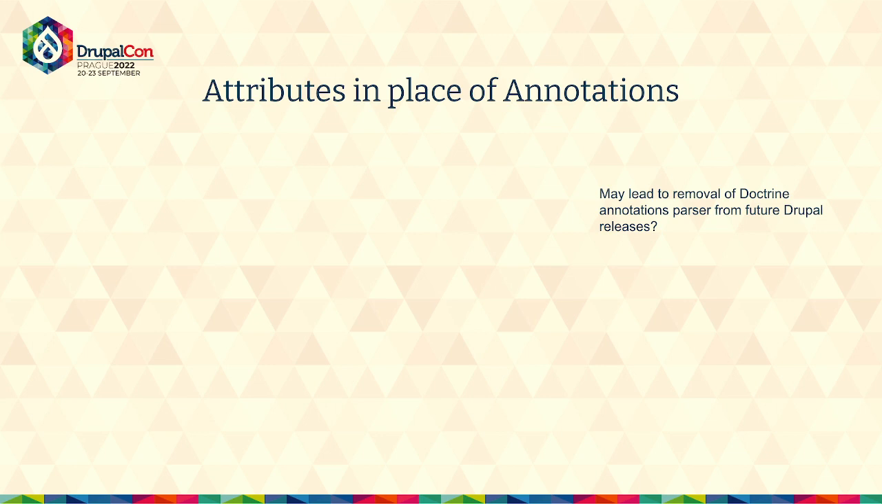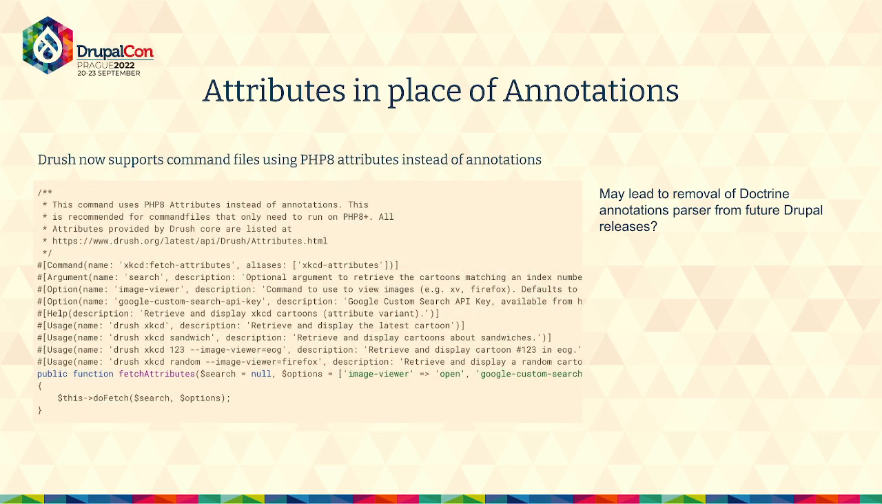With PHP 8, attributes have come into the picture instead of annotations for defining it, which means you would no longer need a Doctrine annotations library to parse the annotations. Rather, you could have the metadata parsed by PHP Core itself, right? Now, Drush has already started implementing it, which means that your Drush command files would no longer require you to define your options, help, usage, arguments, etc. in annotations. Rather, you could use attributes to define them. So Drush has already adopted it. I think it might sooner or later start getting adopted in Drupal Core as well.